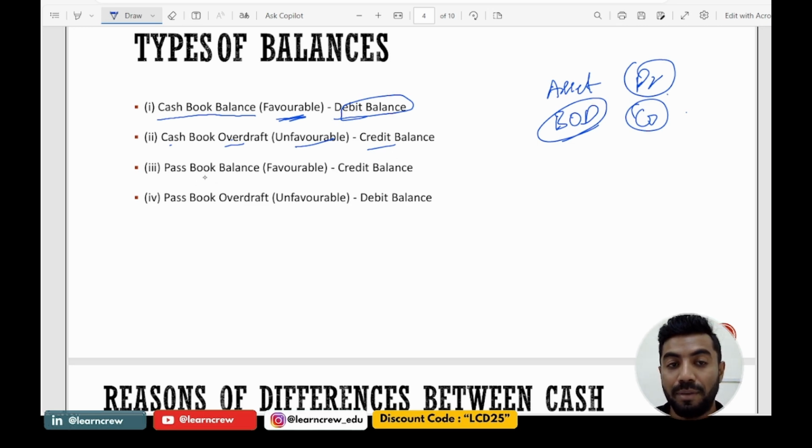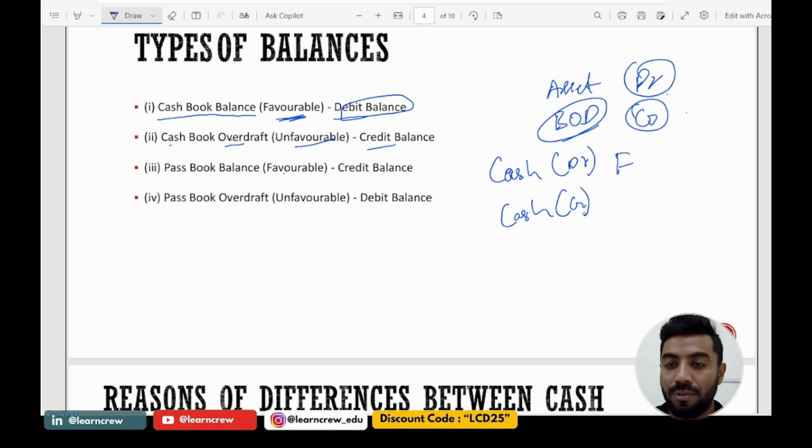Passbook balance means the balance in the bank. If it's favorable, it shall have a credit balance. For us, we maintain the cash book. Here, if the cash is debit, it is favorable. If the cash is credit... cash means cash or bank, both, anything. I'm just using the word cash here; it can be used interchangeably for cash or bank.